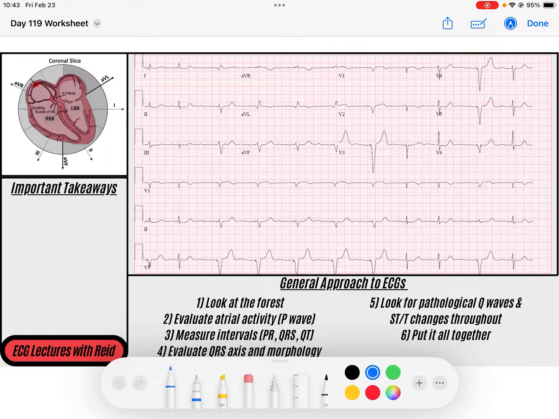So the first thing we're going to do with every ECG is we're going to look at the forest, and the trees of the forest are my QRS complexes. And so if I look down here, maybe at V5, you can see I have two different QRS morphologies. Okay, I have this narrow, and you see we've got a couple narrow beats throughout this rhythm. And then we also have these wide beats, right? We have these wide QRS beats.